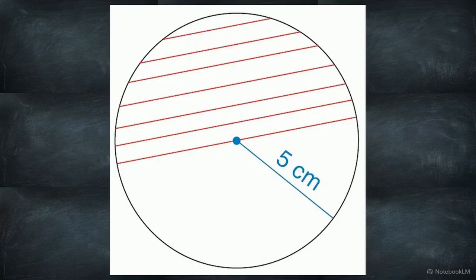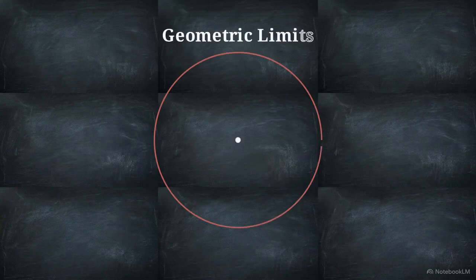Notice the parallel red chords. As they are drawn progressively closer to the center of the circle, their lengths strictly increase. The upper limit exists at a precise spatial location. The maximum length is achieved exactly when the chord intersects the center point. This unique central chord is formally defined as the diameter.